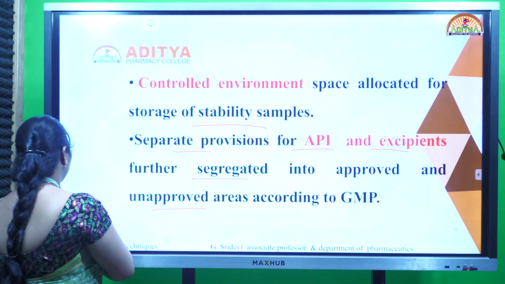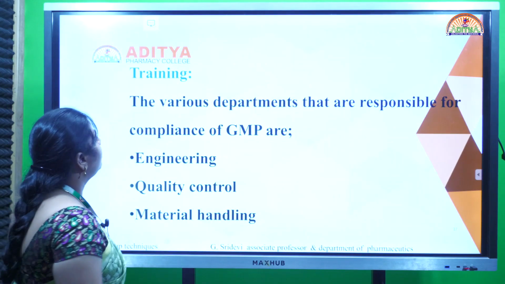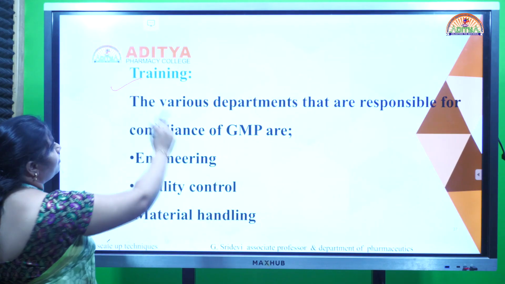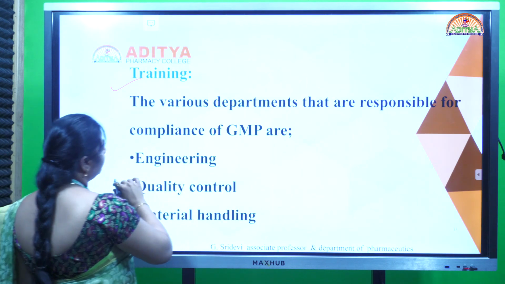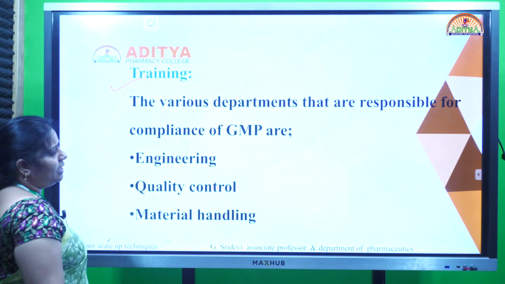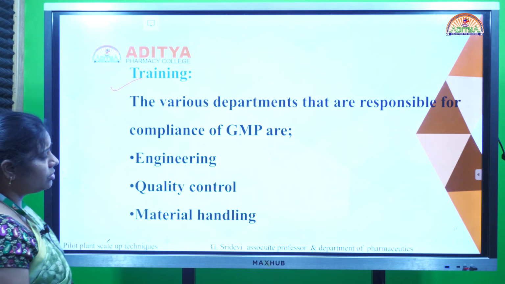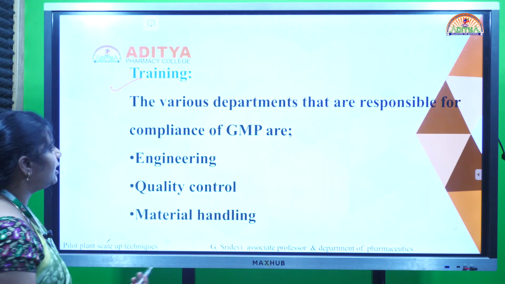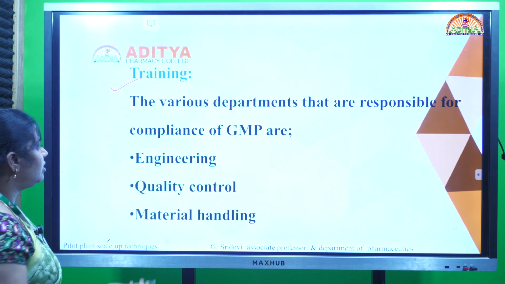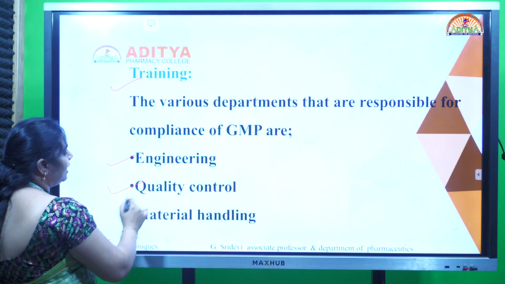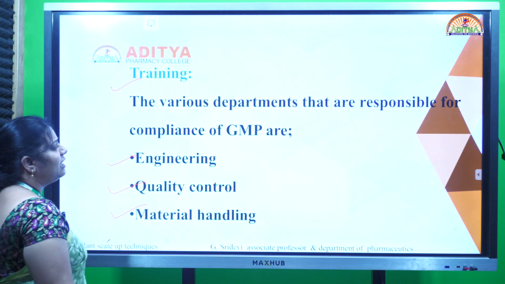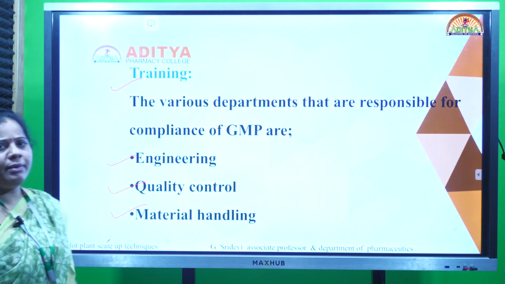And coming to the next one, training. Here, the various departments that are responsible for the compliance of GMP, so the person should have different knowledge of these different departments. The first ones are engineering, quality control, and material handling. Engineering means the equipment handling.